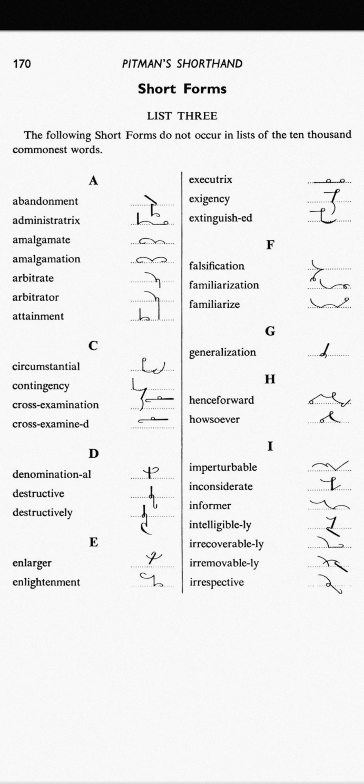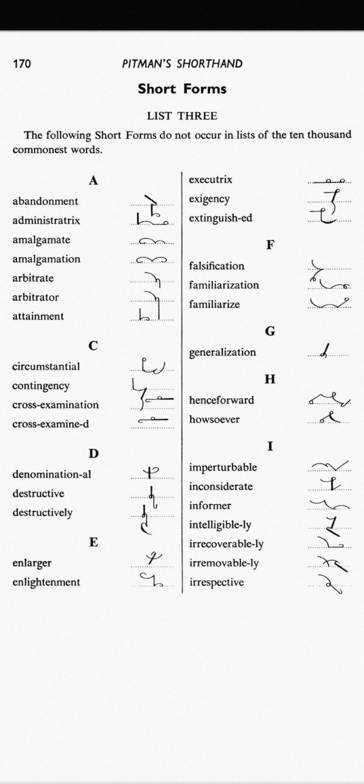Exigency, K stroke above the line with S circle with J on the line with S stroke through the line. Extinguish or extinguished, K stroke above the line, S circle, T on the line, NG stroke on the line. Falsification, F stroke on the line, downward L is used here with S circle with shun curl.